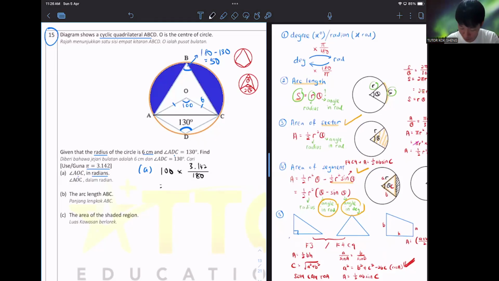1.746. Okay, ready. Easy, one mark. Can go for B now.